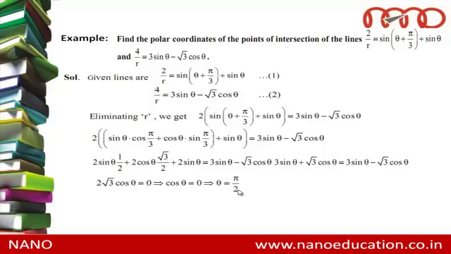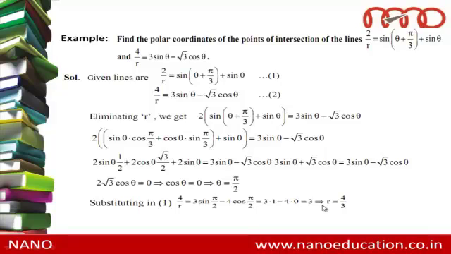Now substituting theta equal to pi by 2 either in equation 1 or equation 2, you will get the value of r. So 2 root 3 cos theta is 0, which gave us theta equal to pi by 2. That pi by 2 we are substituting in equation number 1.